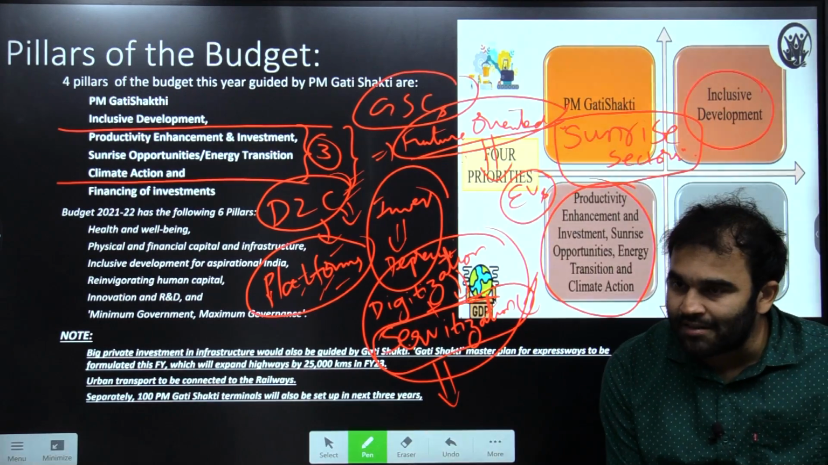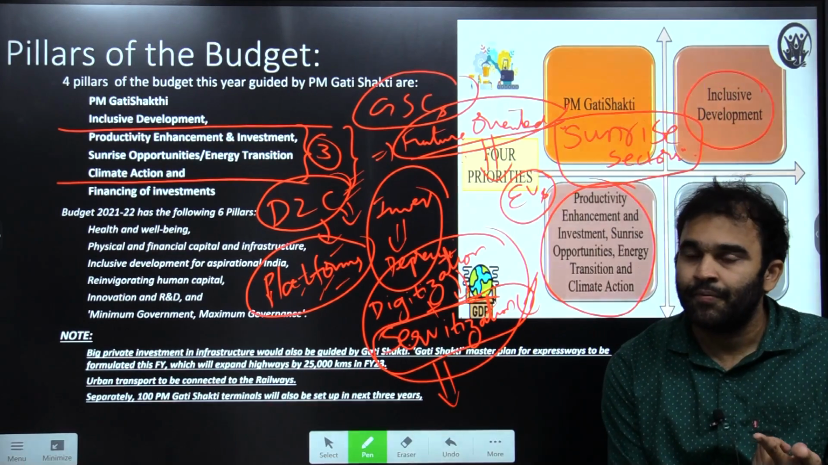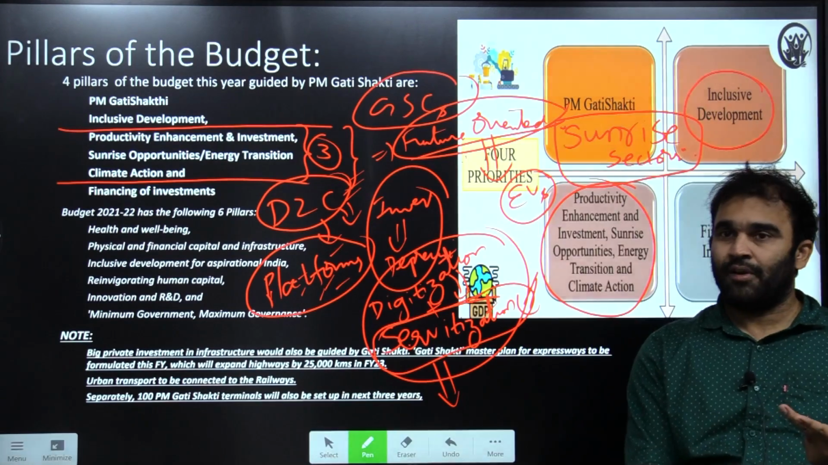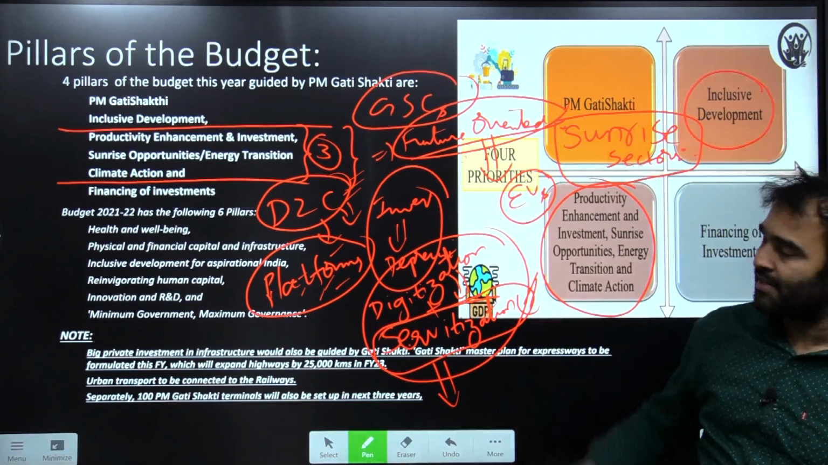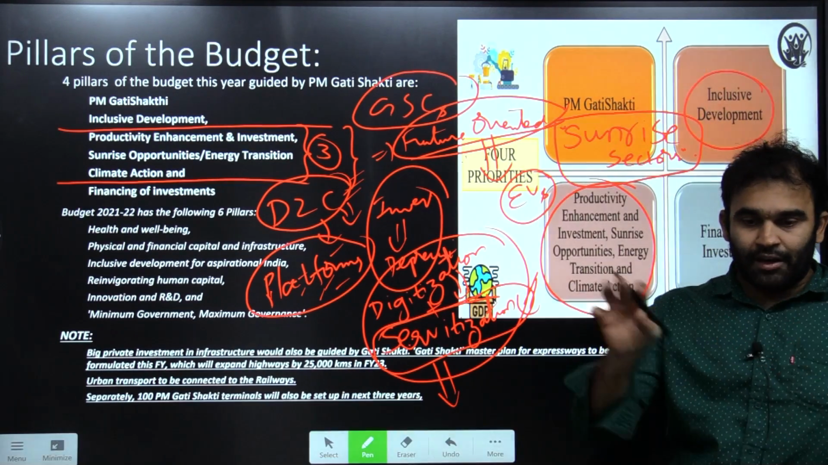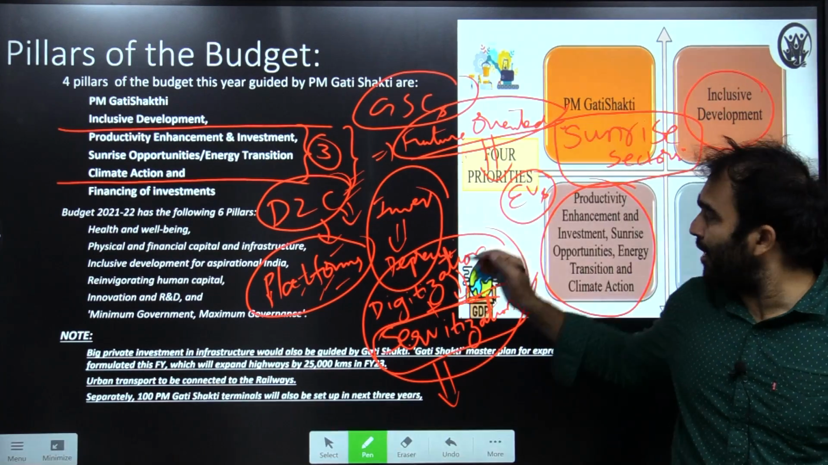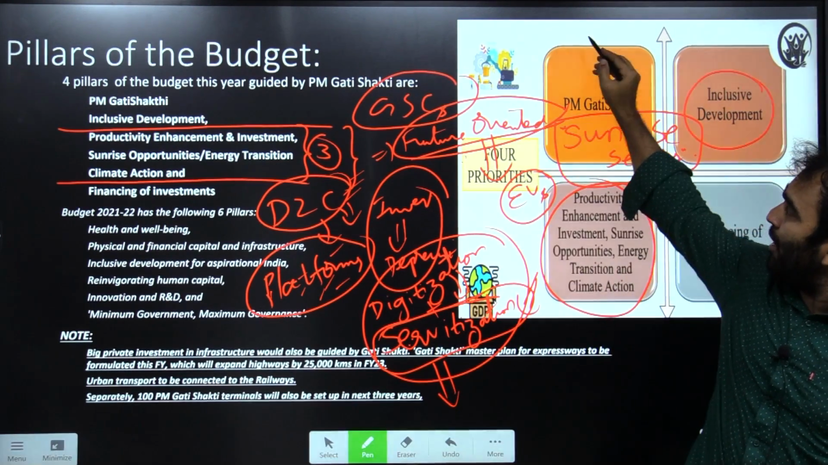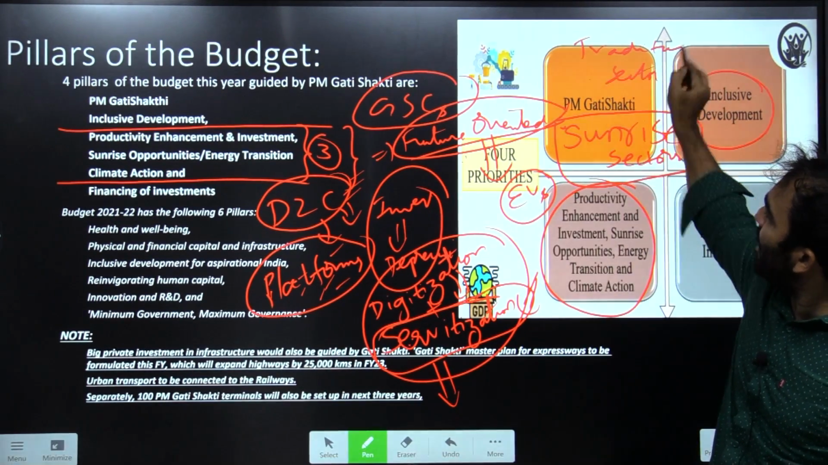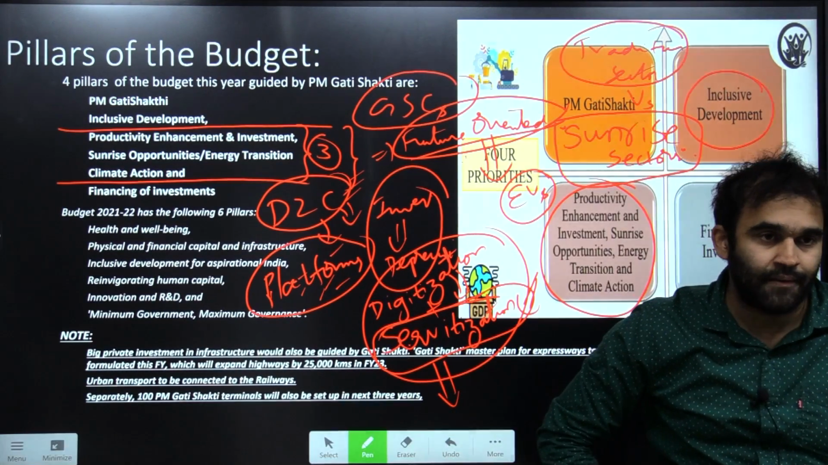So all these sunrise sectors are future oriented. They require huge investments. They require additional support from the government, and the chances of success in these sunrise sectors are very low because all of them are venturing out into new areas of the economy. So there is no guarantee. See, you have your traditional sectors, your established sectors on one hand, and you have the sunrise sectors on the other hand.